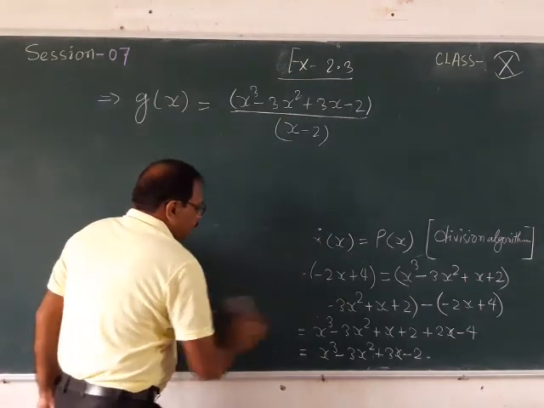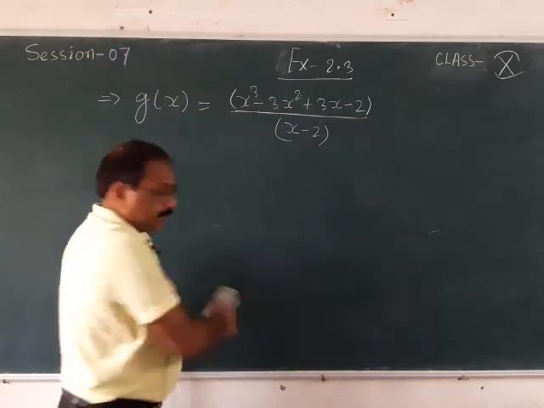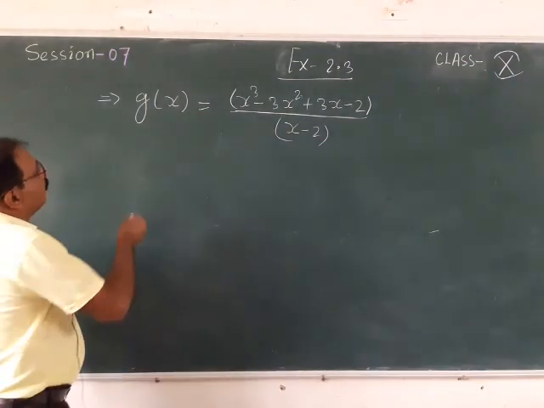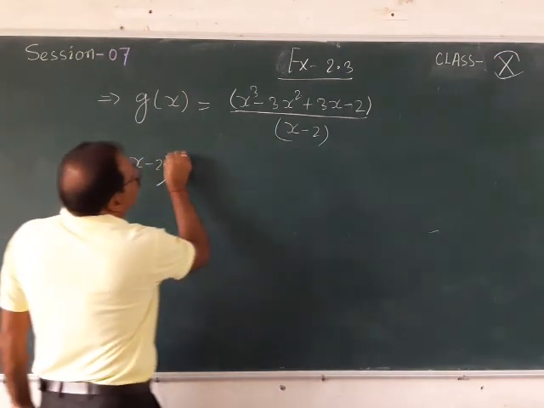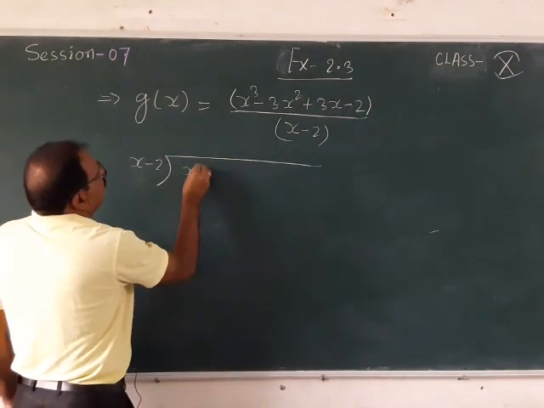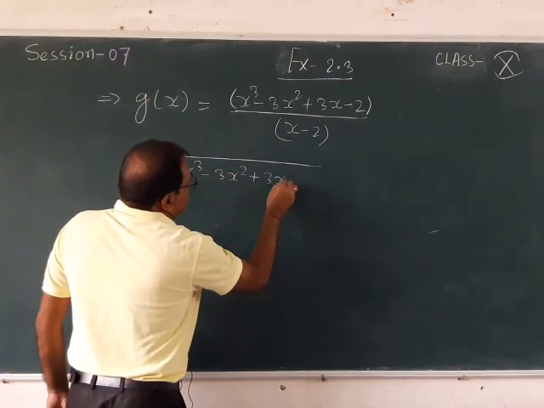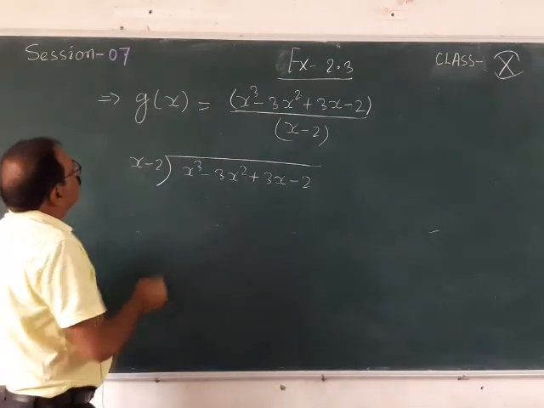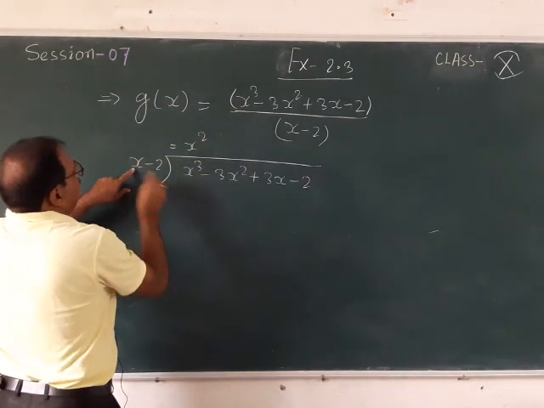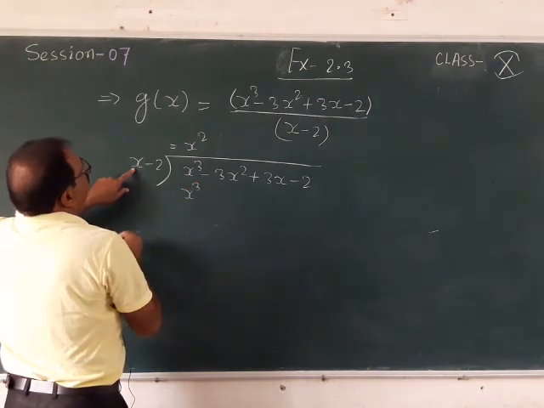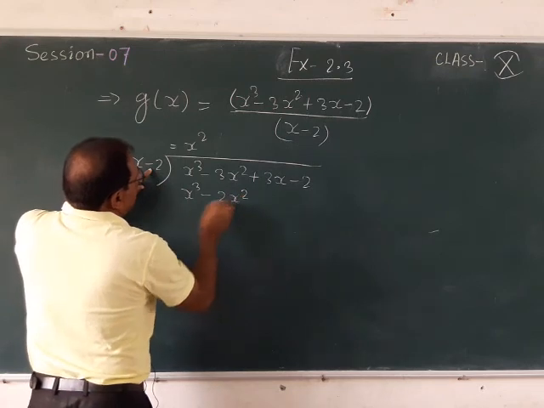So here, let us divide it. Now I am going to divide it normally, x minus 2, and here I am going to write x cube minus 3x square plus 3x and minus 2. So if I am dividing, I have to write x square, and x when multiplied gives you x cube, x square and 2 gives you minus 2x square.